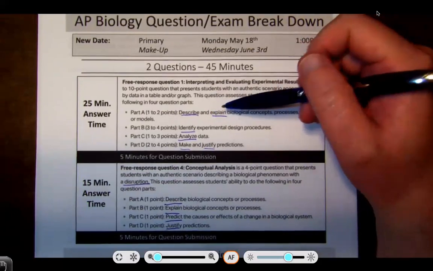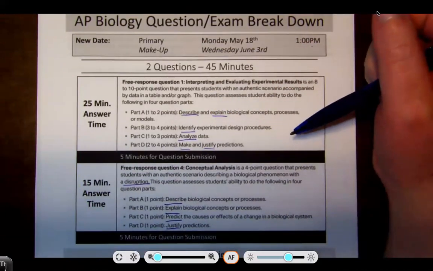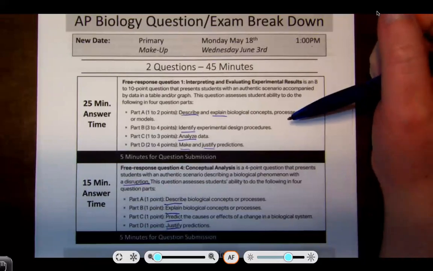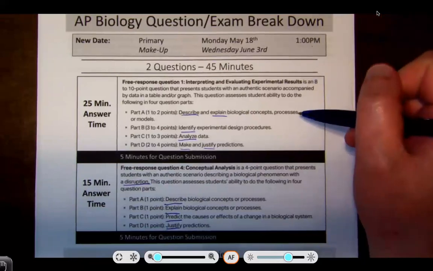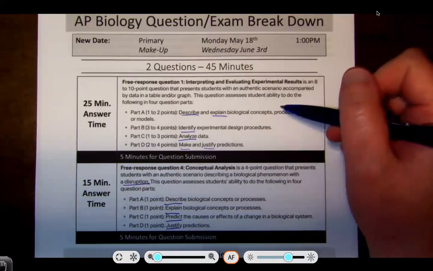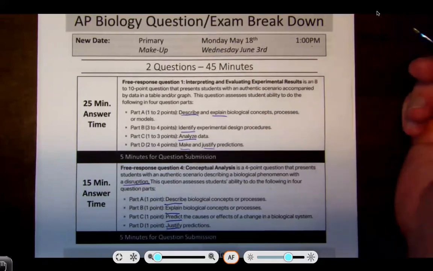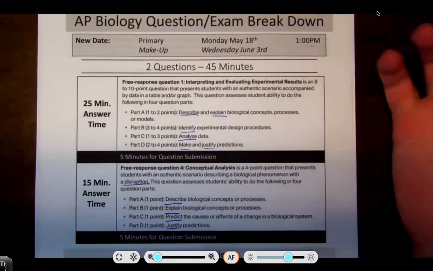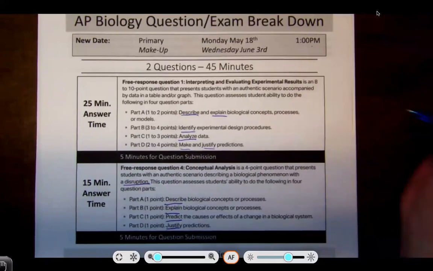Part A is going to ask you to describe and explain biological concepts, processes, or models. So this is going to be like, hey, how does this specific thing work? If we're talking about photosynthesis or respiration, it might be the whole process, or more likely, one part of the process, like, hey, explain what happens during glycolysis.